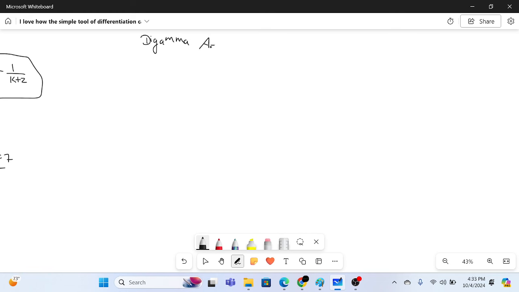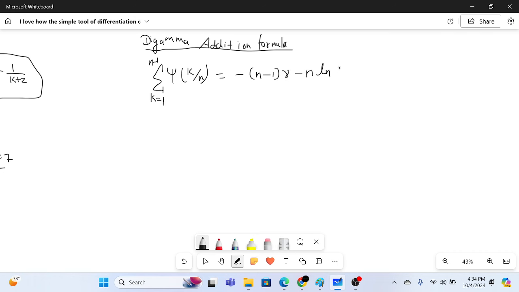Digamma addition formula. It's not too hard actually. I mean, we will not go through the proof, but we will just use the formula. We know the sum from k equals 1 to n minus 1 of digamma of k by n will be equal to minus of n minus 1 times the Euler-Mascheroni constant minus n ln of n. This is the formula, and from this formula we'll try to find digamma of 1 by 4.